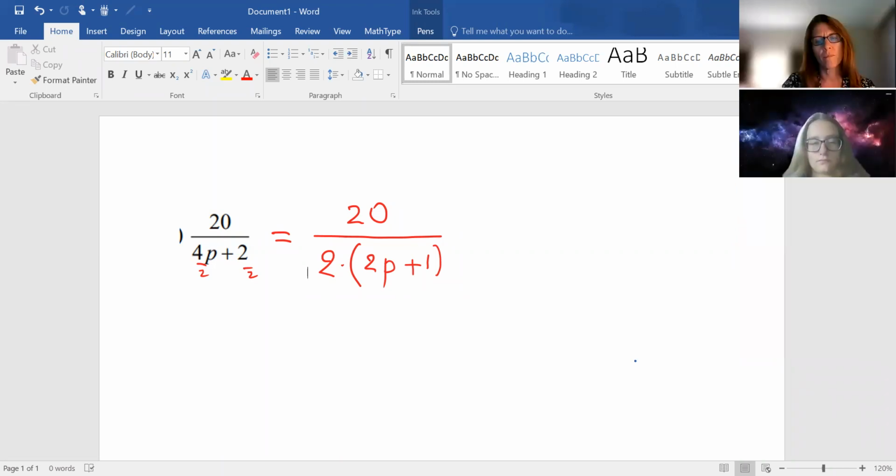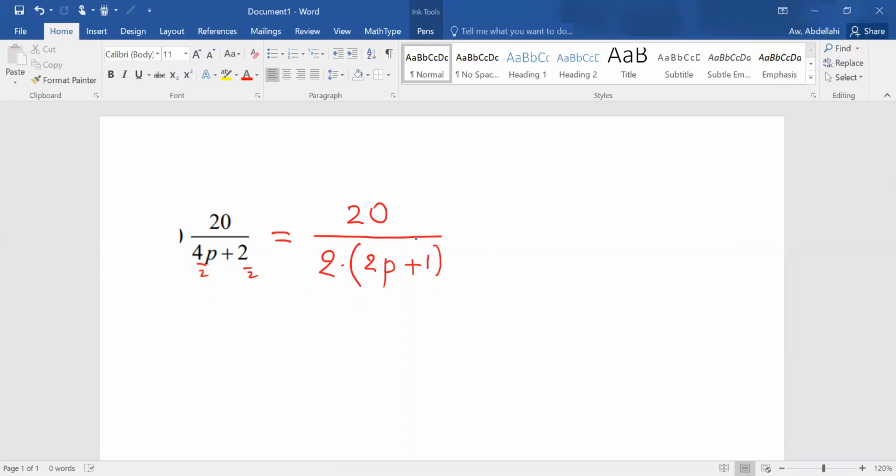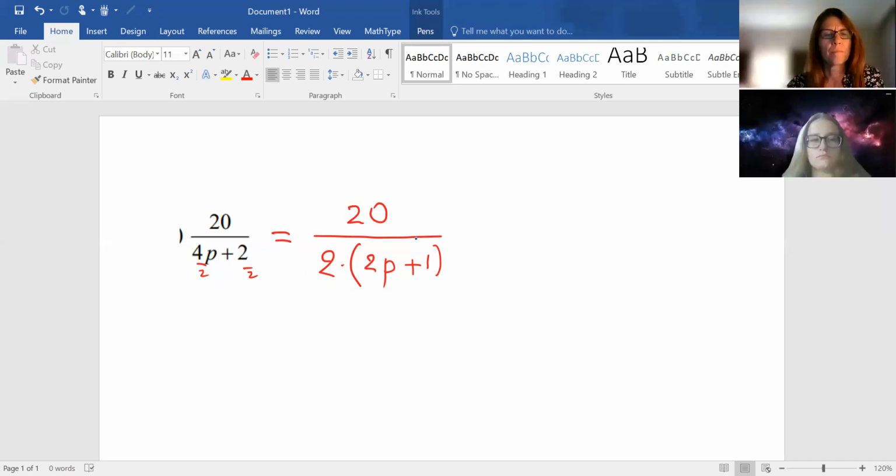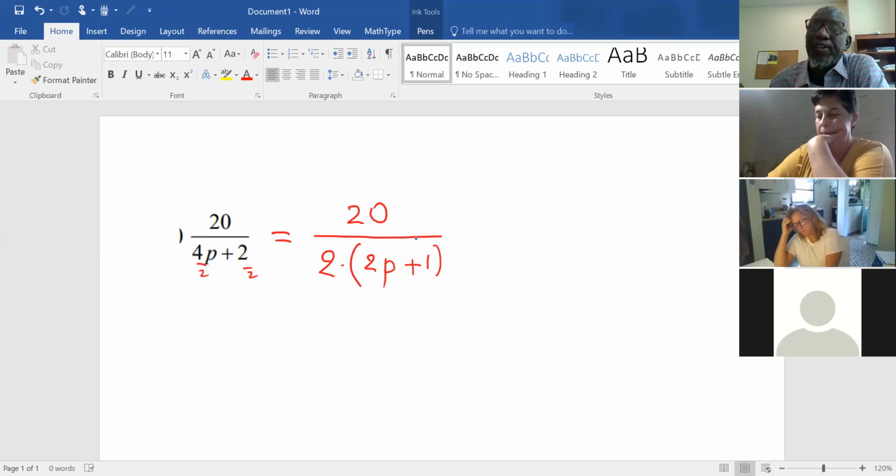Can somebody tell me what we can reduce here? 20 over 2 parentheses 2p plus 1. We can reduce that fraction by what? By 2. Thank you very much, right? You see, 2 here is the only thing we can reduce the fraction by. Not 4, not anything else. It's just only 2, because the only factor that comes out from the denominator is only 2.